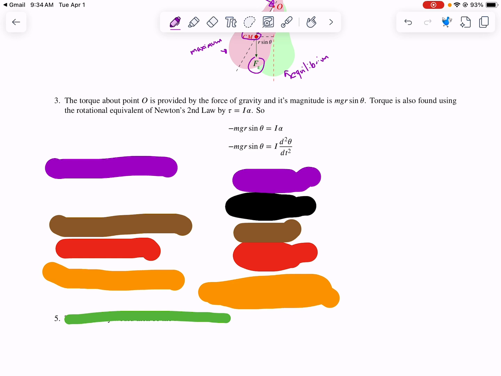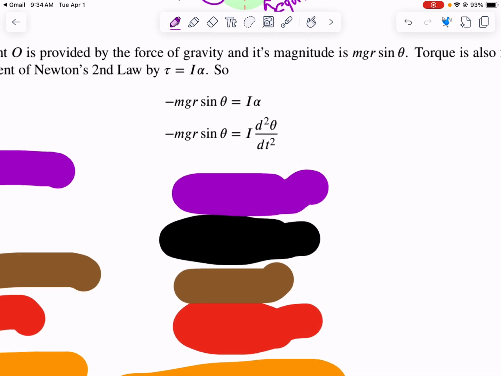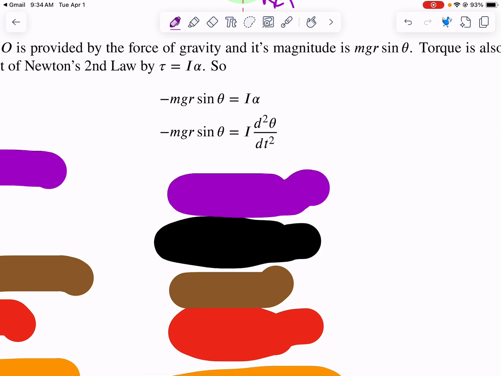All right, so what I've done here is I've replaced that alpha. Remember that alpha is just the second derivative of the change in theta. The reason we're doing this is we're trying to get it into the same format that we've been using for all these other simple harmonic motions, where we get it to look like the second derivative of the position. Here we have a position, and here we have the second derivative of the position.